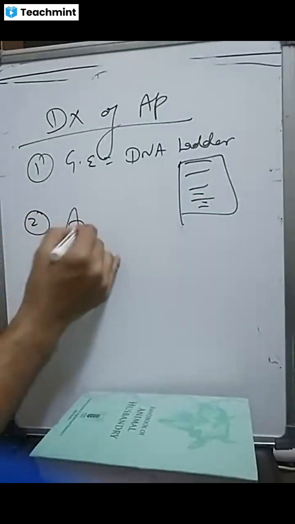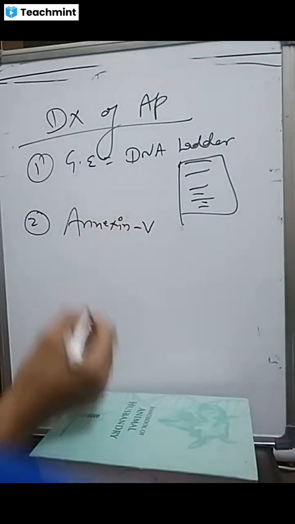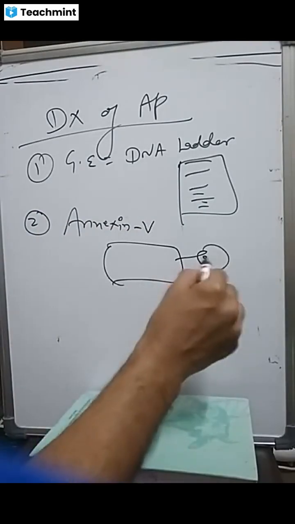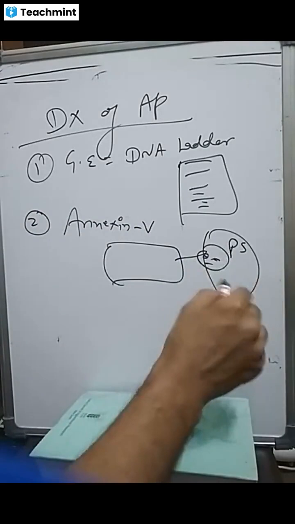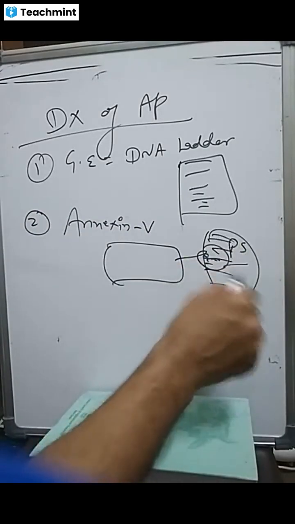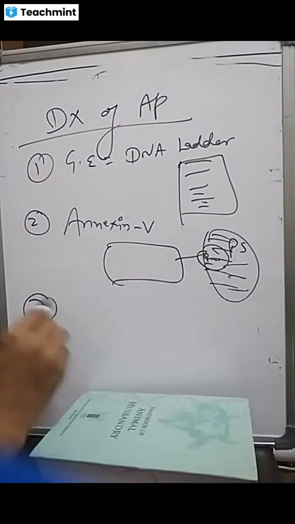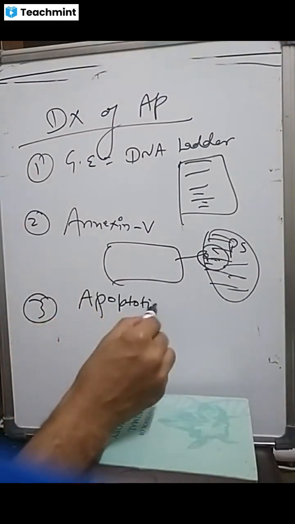Number 2 diagnosis is annexin V. This is an apoptotic cell, and annexin V will bind with the phosphatidylserine. Number 3 diagnosis is apoptotic bodies.